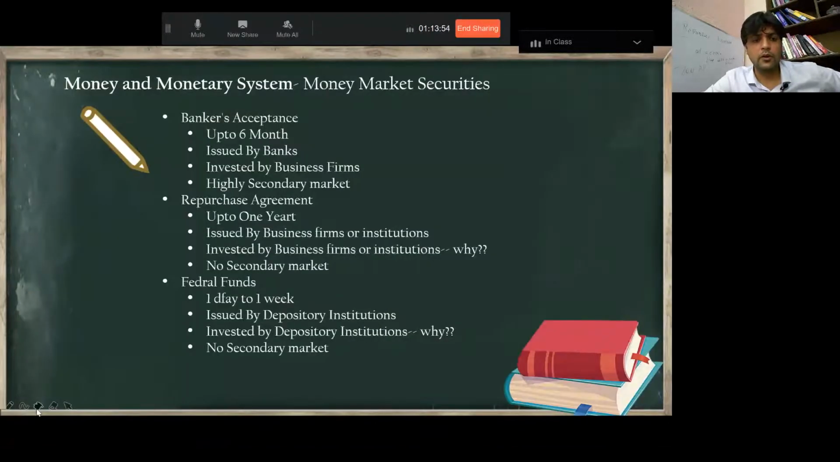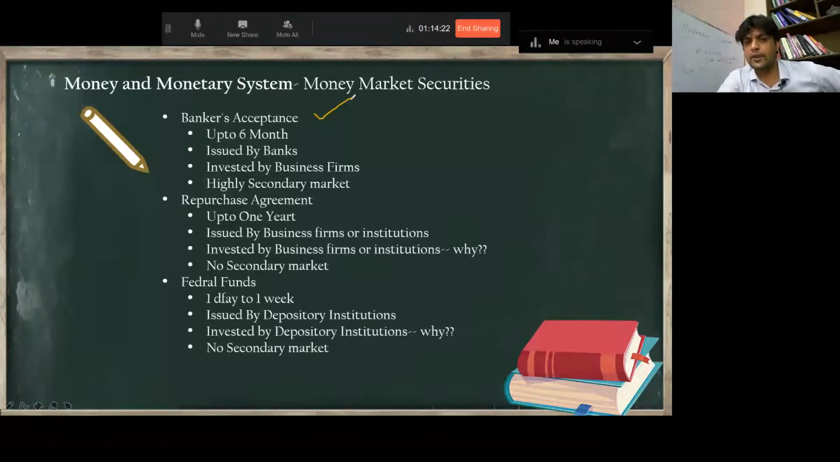So the banker acceptance is mostly used when we are doing international trade, where the bank is going to provide us the guarantee, so that we can trade with another firm in another country. It has a high tradable secondary market.